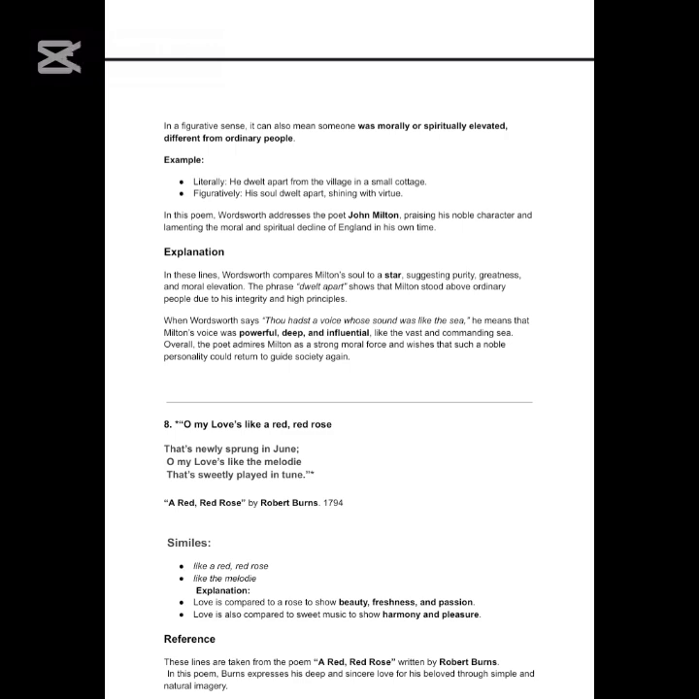Oh, my love's like a red rose that's newly sprung in June. Oh, my love's like the melody that's sweetly played in tune. These lines are taken from the poem A Red Rose, written by Robert Burns in 1794, and he has used similes like a red rose and like the melody.